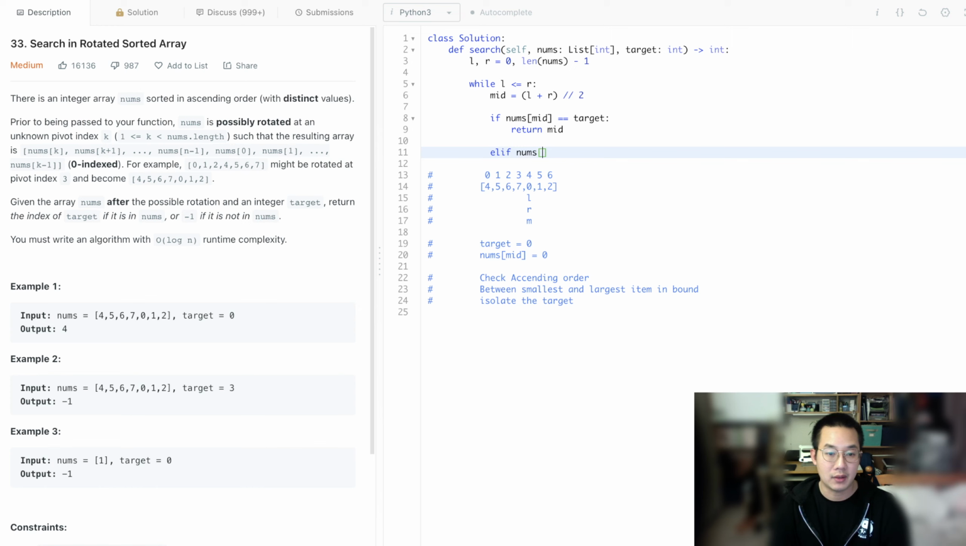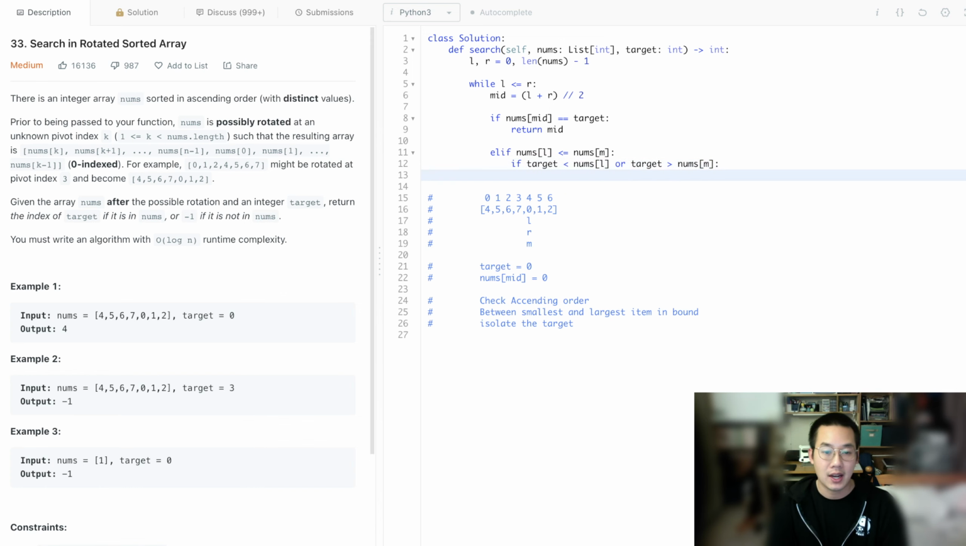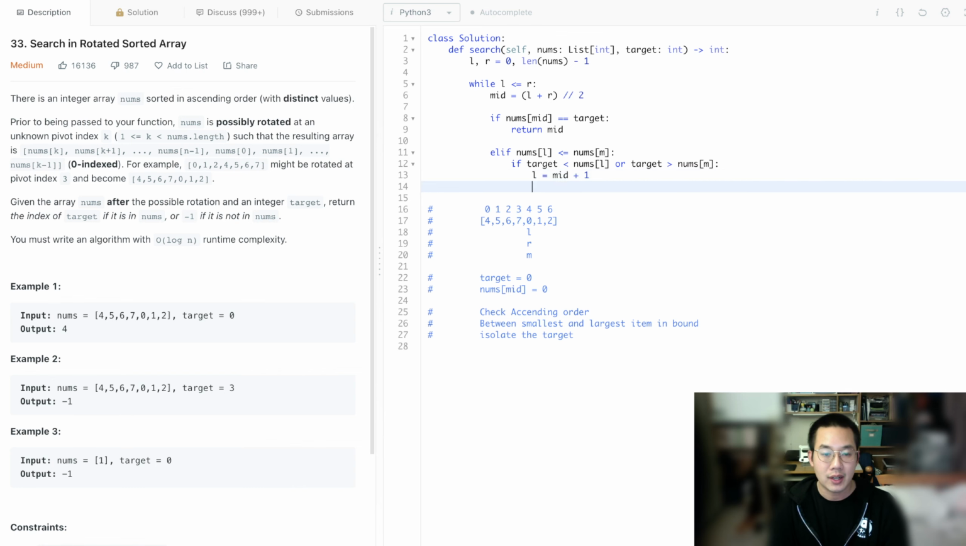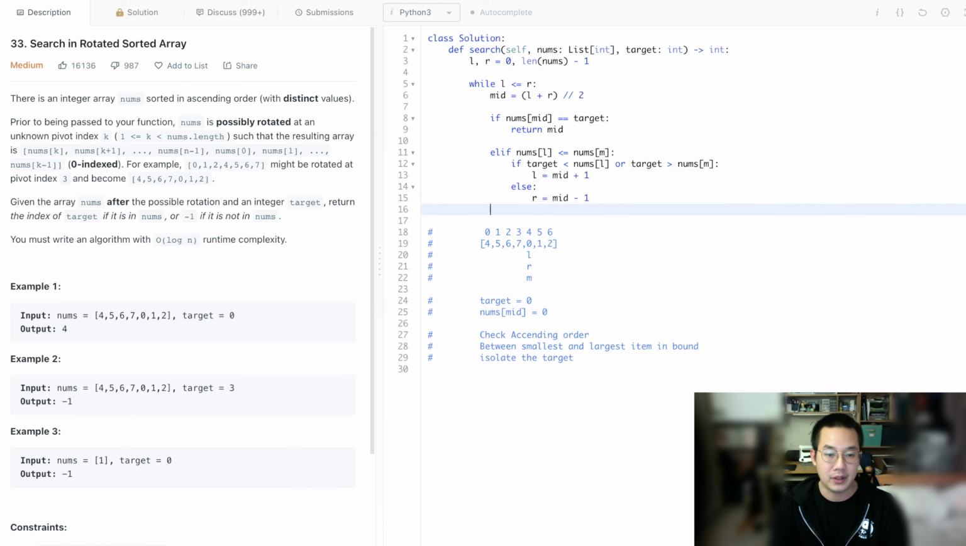if nums[L] is less than or equal to nums[mid], then we are within the increasing order between left and mid. So we can check if the target is smaller than nums[L], or if the target is greater than nums[M]. That means it can't be within this boundary of ascending order. It must be in the other side. So left equals mid plus 1. Otherwise, it is within bound, so R equals mid minus 1.